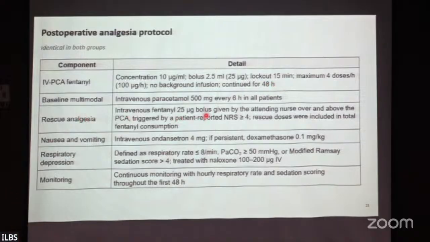All patients received intravenous paracetamol 500 mg every 6th hourly, and intravenous fentanyl 25 mics bolus was given by the attending nurse over and above the PCA if the patient reported a numerical rating score of more than or equal to 4, and rescue doses were included in the total fentanyl consumption. All patients received ondansetron 4 mg, and if nausea was still persistent, they received dexamethasone. Respiratory depression was defined as a respiratory rate of less than 8 per minute, or carbon dioxide retention more than 50, or a modified Ramsay sedation score of more than 4, and it was treated with naloxone 100 to 200 mics IV. Monitoring: all patients were monitored in the postoperative period with hourly respiratory rate and sedation scoring throughout the first 48 hours.